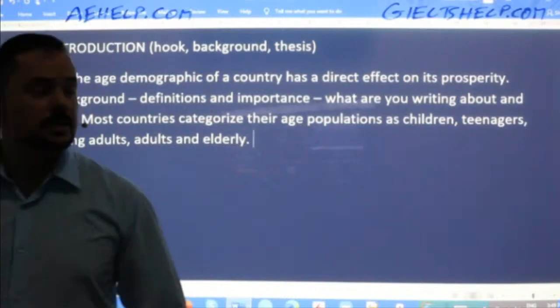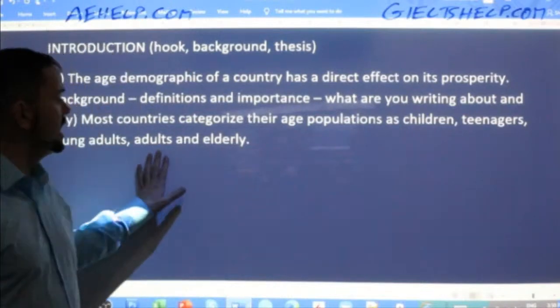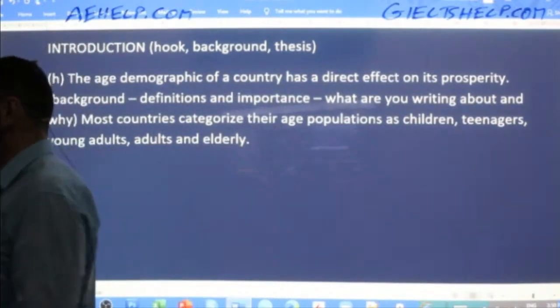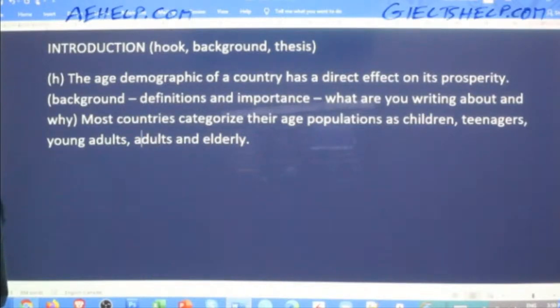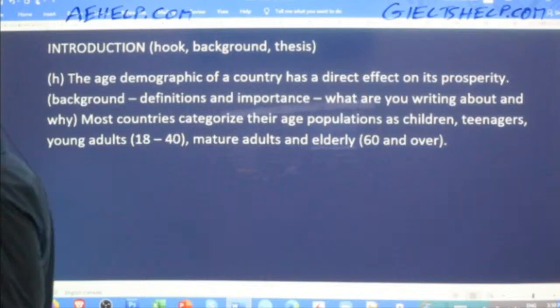Okay, so what are we writing about? Most countries categorize their age populations as children, teenagers, young adults, adults, and elderly. And now I'm going to give a little bit of numbers because that will help, okay? So, yeah, let's go 18 to 40. I'm 40, so I want to consider myself a young adult for one more year. But you could write 35. I'm just being selfish. Okay, and elderly. Elderly. Okay, 60 and over. It's a fair assumption.